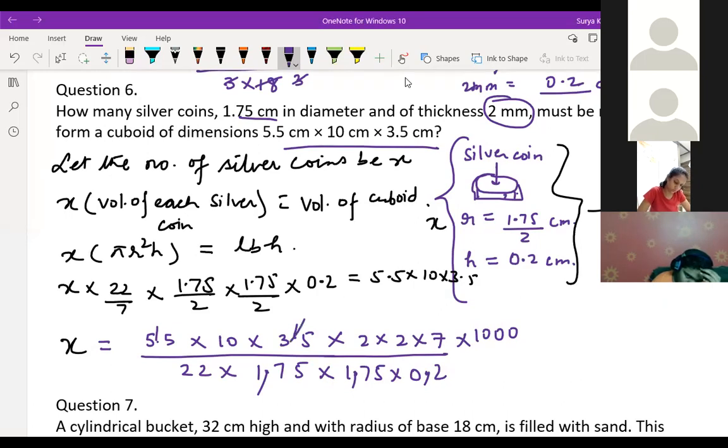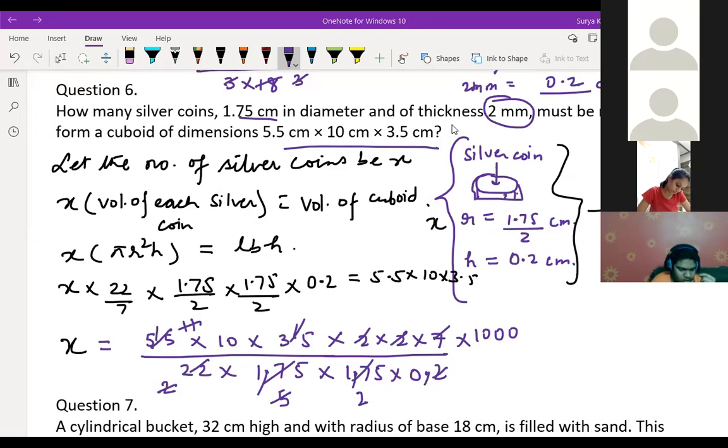35 5s are 175. Again 5 11s are 55 and 11 2s are 22. Then 2 will get cancelled. Again this 2 and this 2 will get cancelled. Again 7 2s are 14. Who is this? X is equal to 400. Okay. Yeah, I think it's correct.